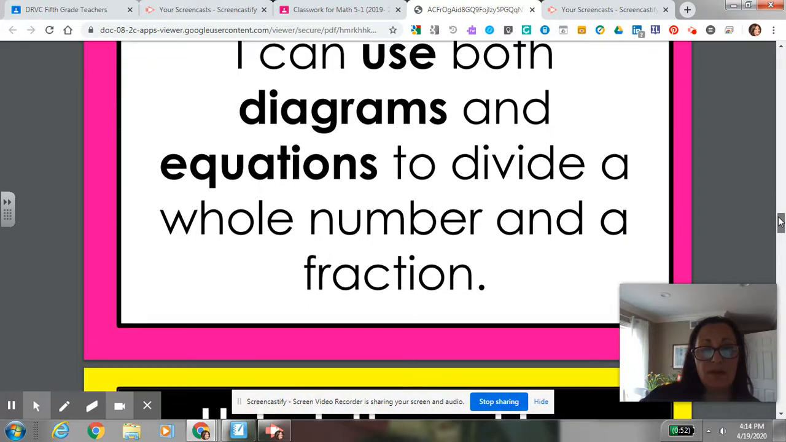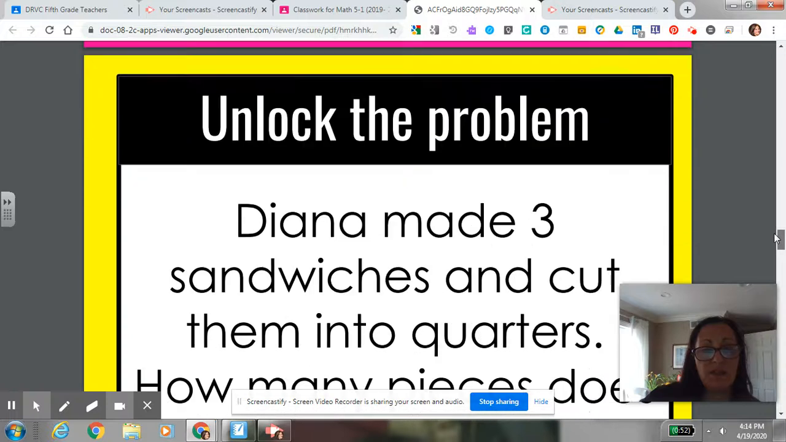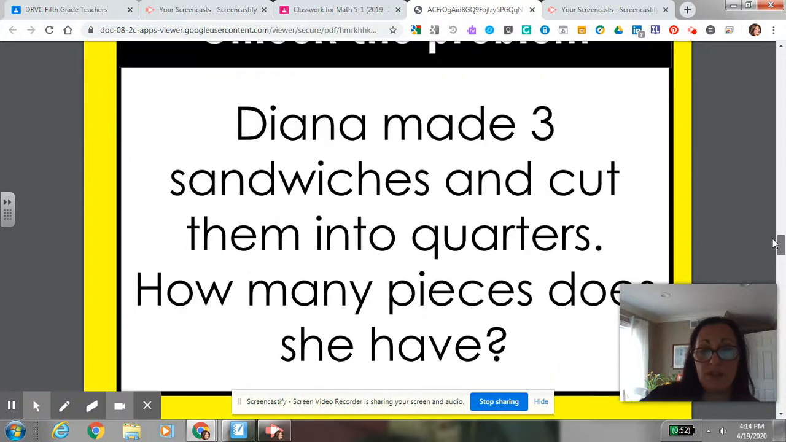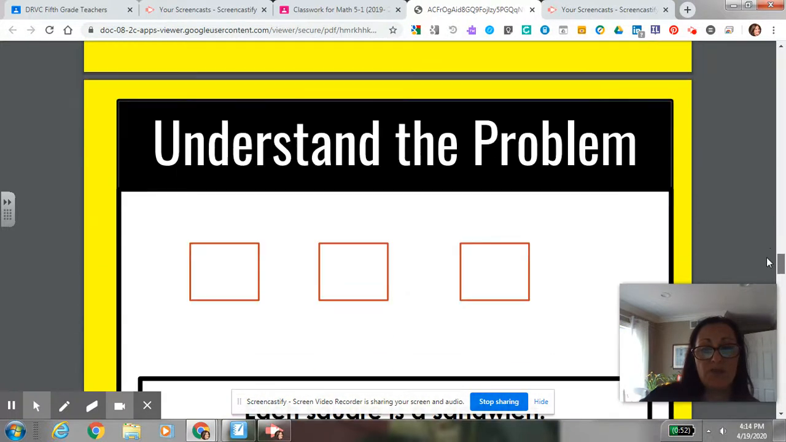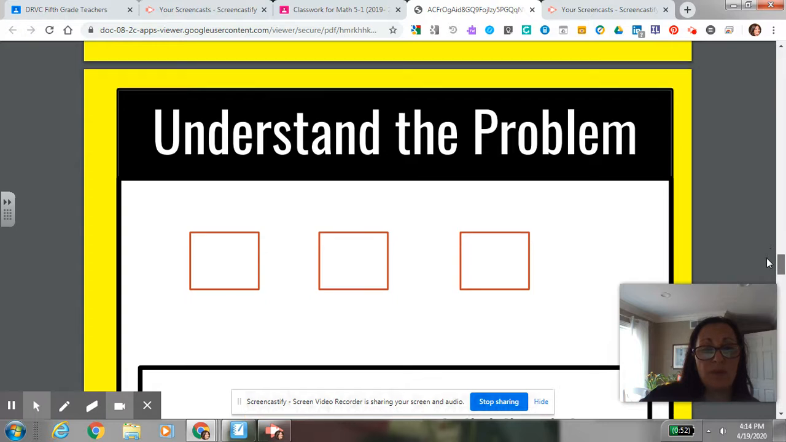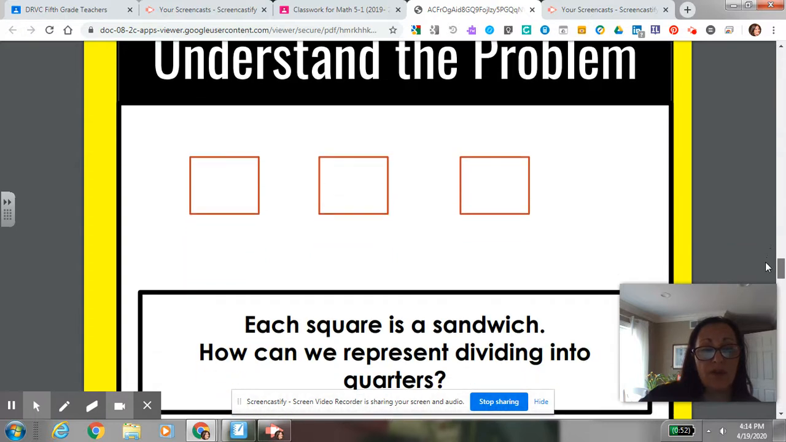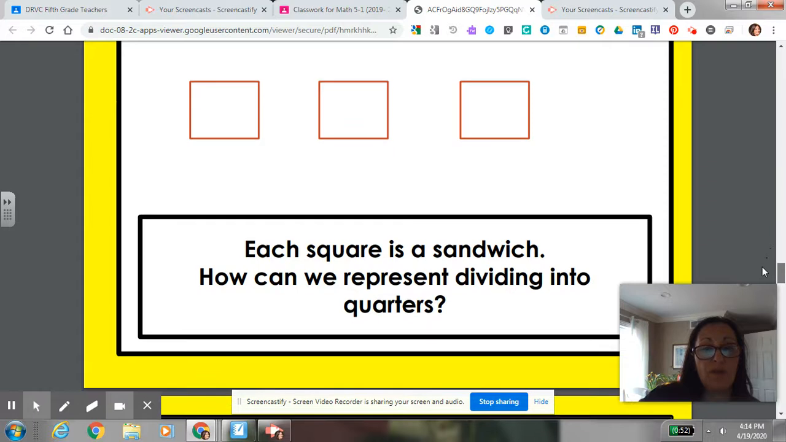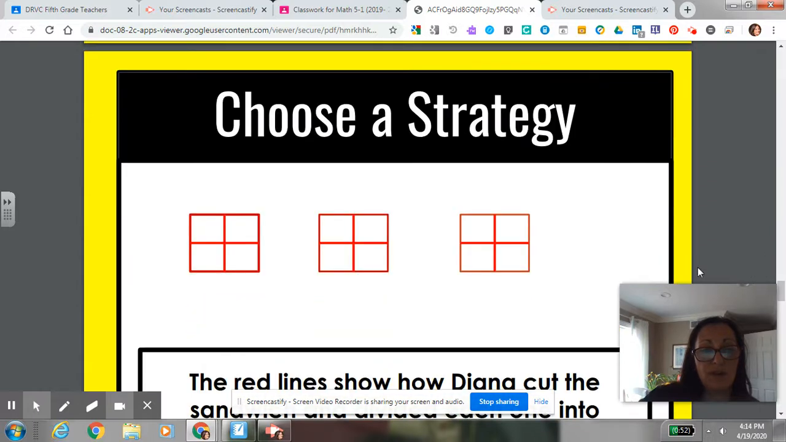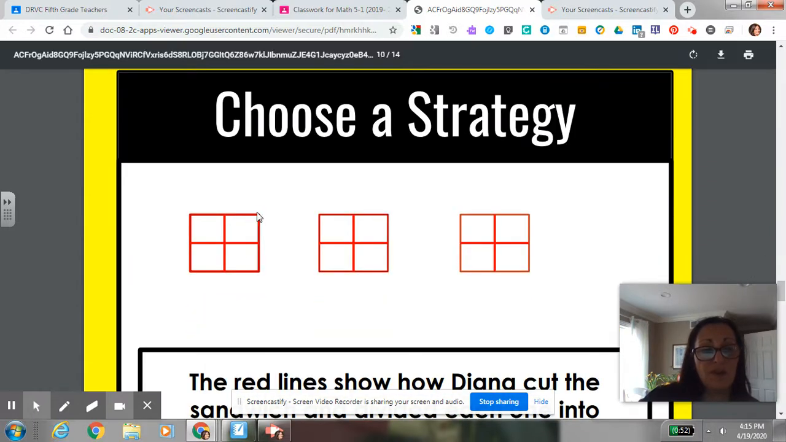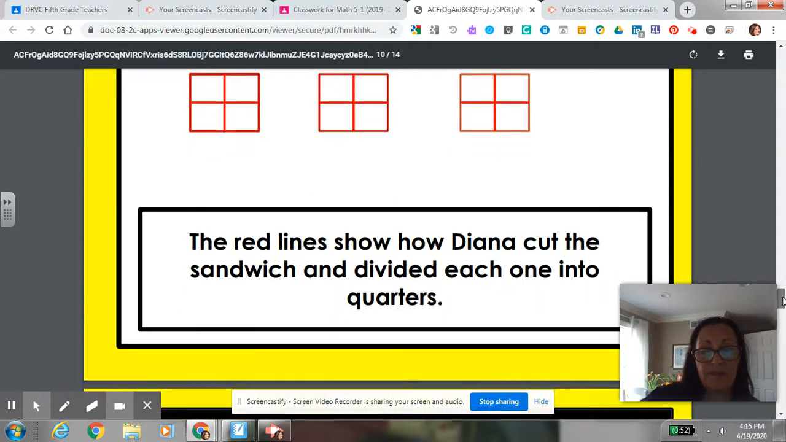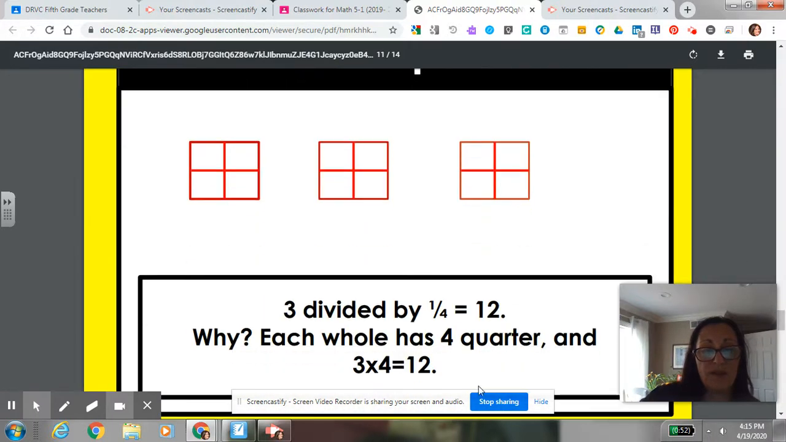Well, we can use a diagram and an equation. Diana has 3 sandwiches and she's cutting them into quarters. What does 3 divided by 1/4 mean? So we are going to cut them into fourths. A quarter is a fourth. So here we go. Here are her sandwiches. There's 4 fourths in each one. So she has how many pieces? 4, 8, 12. And here it is. 3 divided by 1/4 is 12.